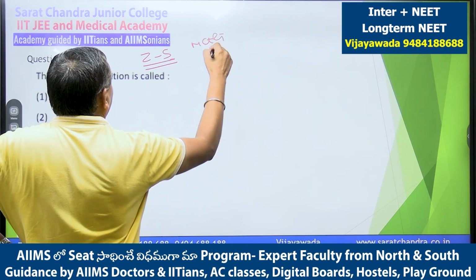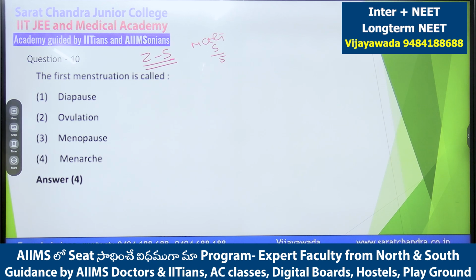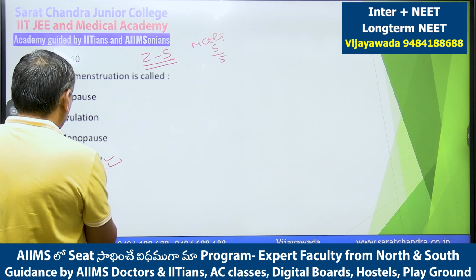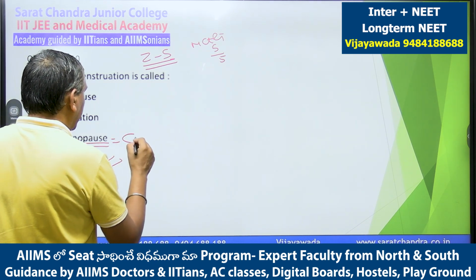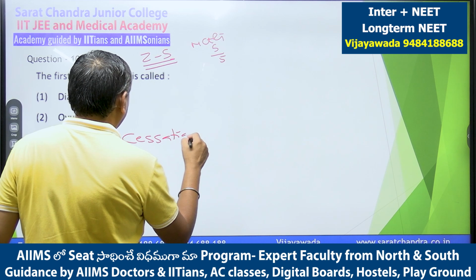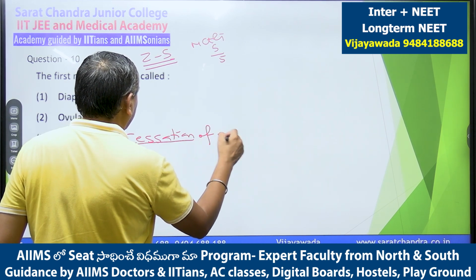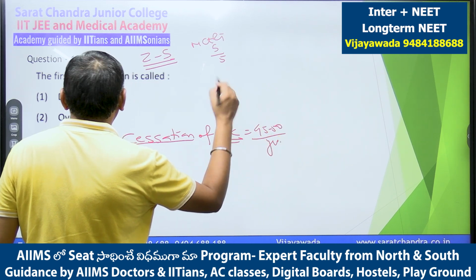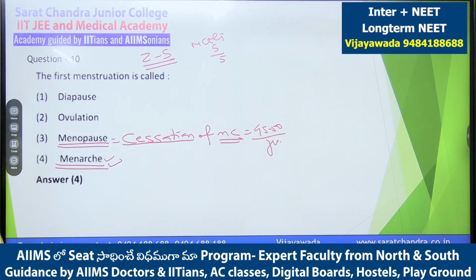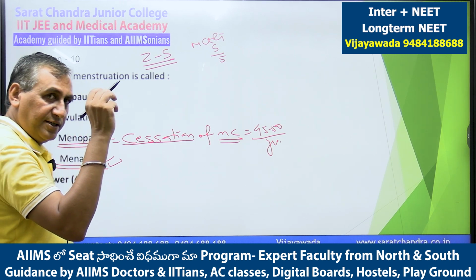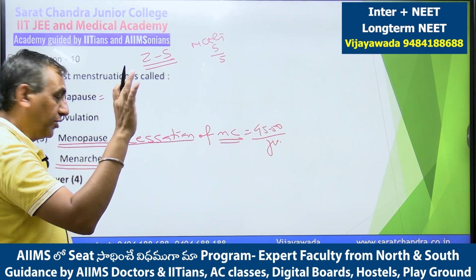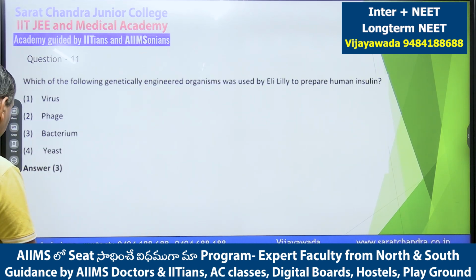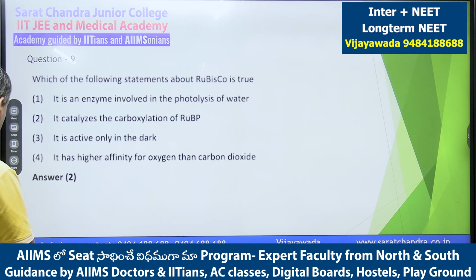NCERT 5 by 5. Given in NCERT also, the first menstruation is known as menarche. Answer is 4. What is menopause? That is the permanent cessation, cessation meaning stoppage, of the menstrual cycle at the age of 45 to 50 years in females. Again given in NCERT. Diapause takes place in insects. It is a type of adaptation, a suspended reproduction. So here the menarche is what you have to remember, again from NCERT. Now, till now I said five questions came from NCERT.